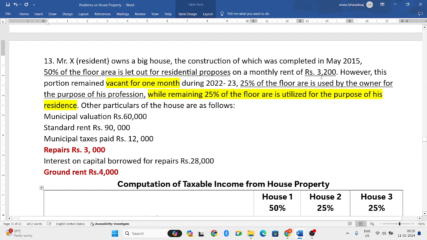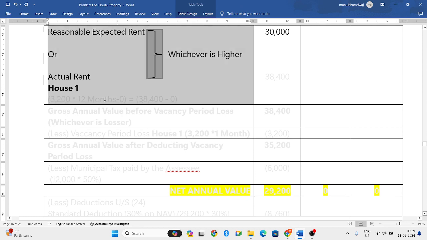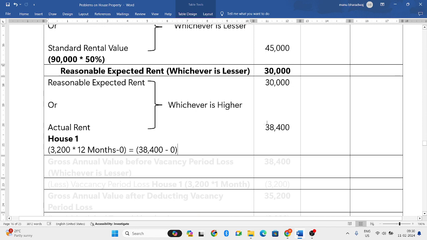Just think carefully. Per month he is taking a rent of 3,200. Then they had a vacancy of 1 month. So you have to do 3,200 for 12 months, which will be 38,400, minus unrealized rent. Unrealized rent is 0. So it will be 38,400. Out of these two, whichever is higher will be considered as gross annual value before vacancy period loss.